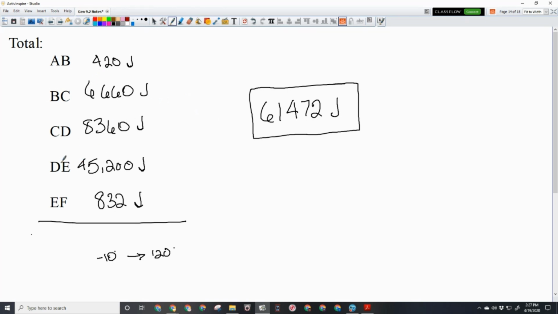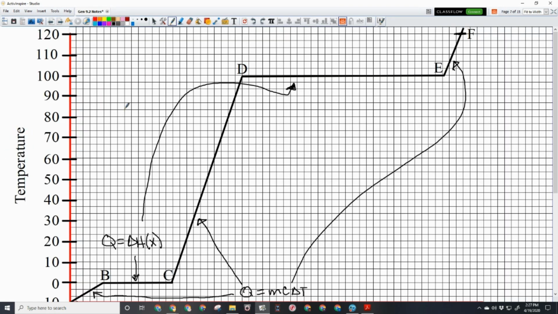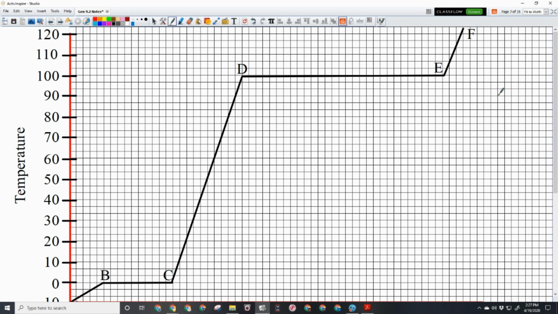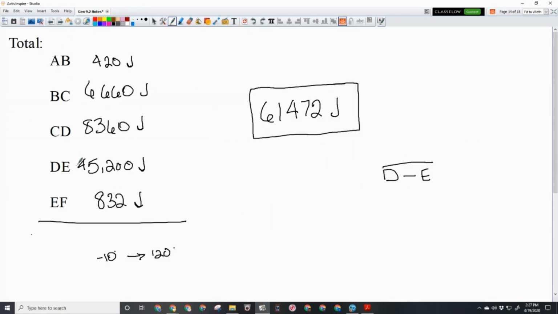And that would be D to E. All right, so D to E, this segment right here. Let's go back to our full curve right here, D to E. All right, look at that. It's the longest segment. Remember earlier in the video, I told you that D to E is the area that takes the most energy. We just verified 45,200.